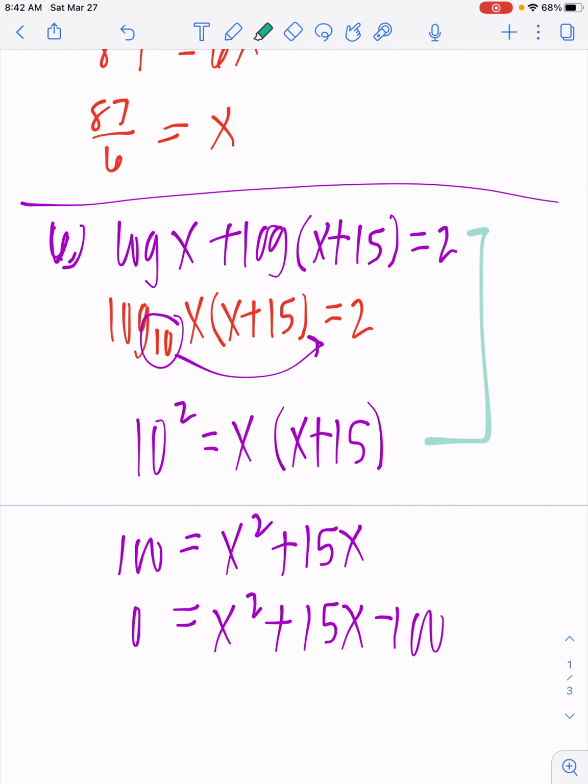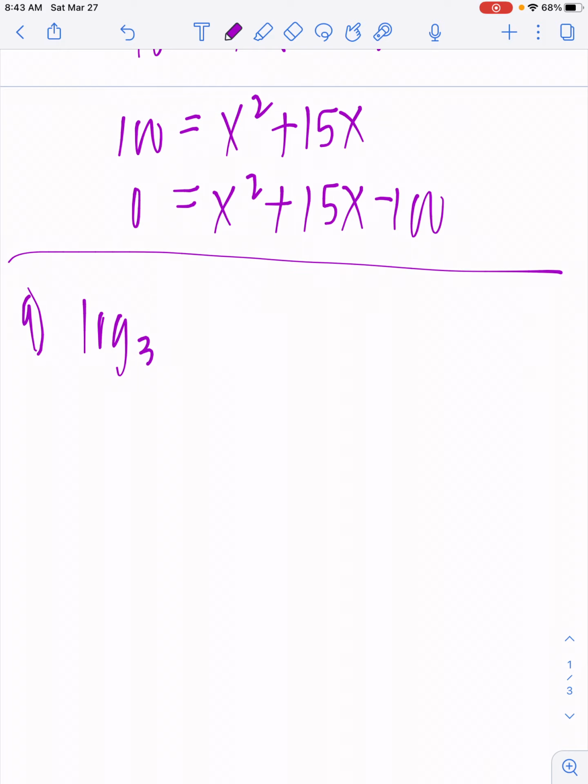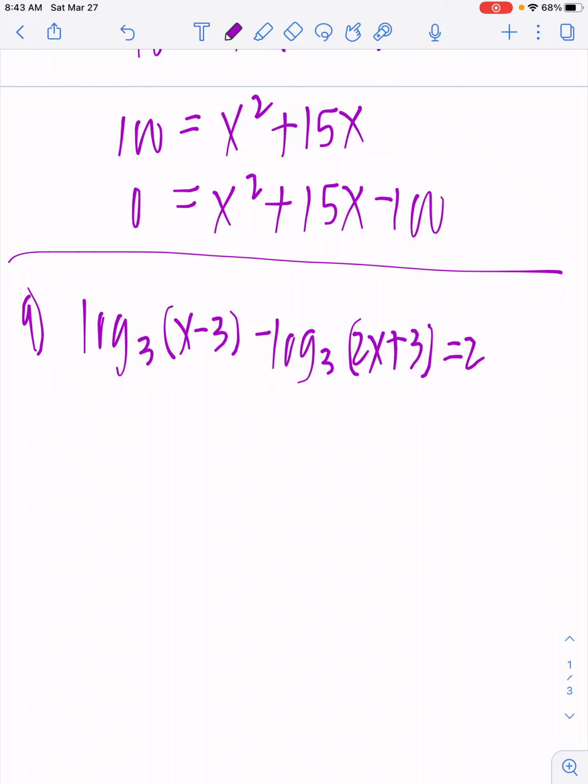Let's see. I can do one more. I see a minus sign up here. Okay, this is number 9. I'm sorry, my handwriting's not very good right now. Log base 3 of x minus 3 log base 3 of 2x plus 3 equals 2. Okay, so this is another one.